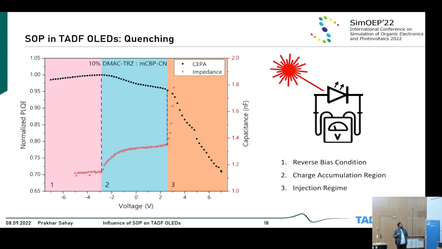And what we can see over here is that in the first regime, which is the negative regime, we see a slight decrease in the PL, not the PLQE of the device, whereas in the second regime, when we start seeing the accumulation because of the holes, our quenching because of the holes increases. And in the third regime, which is the turn-on regime, as soon as the electrons come in, we see a high quenching of our PL for the device.